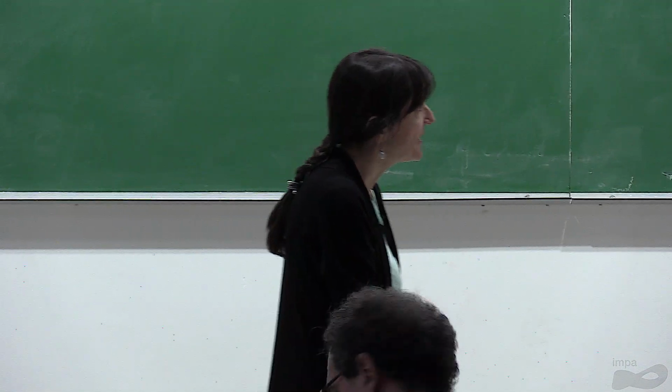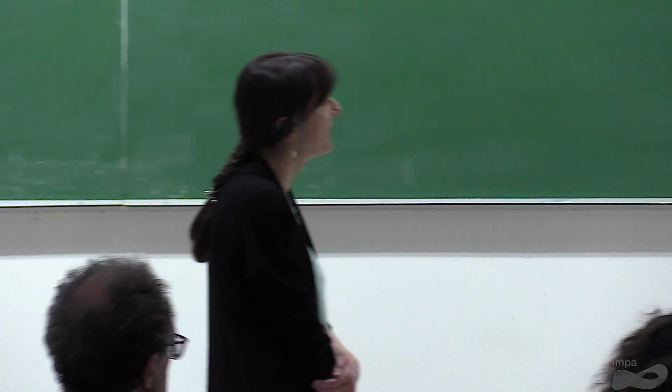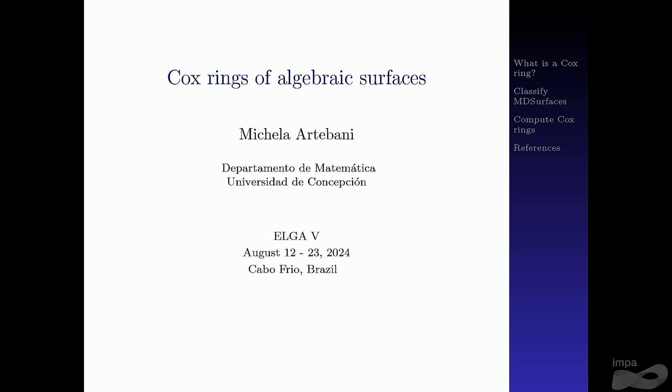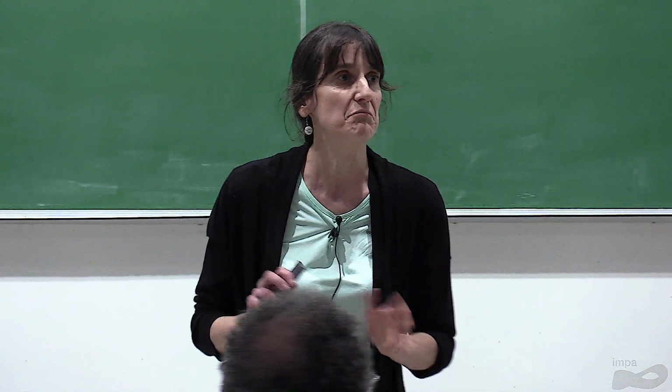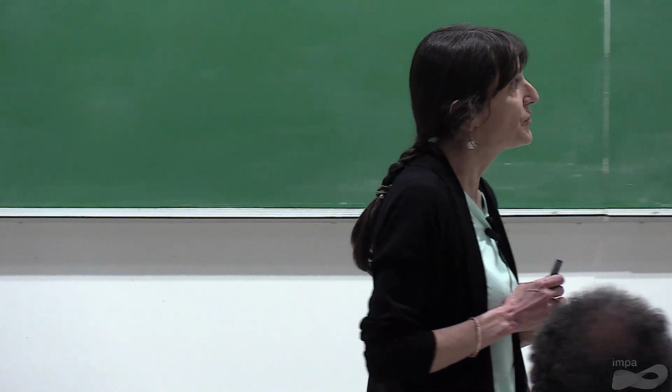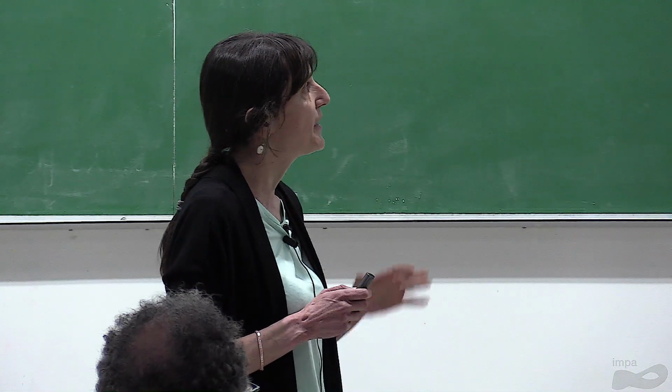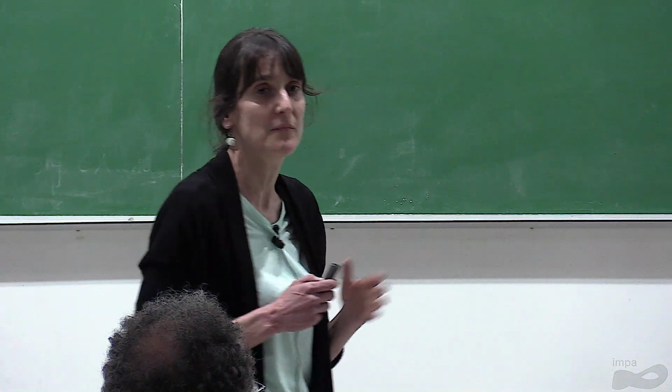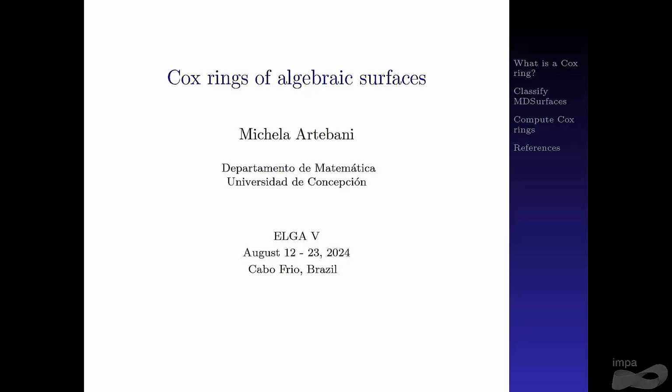So the goal of my talk is to give a panorama on Cox rings, and I decided to stick to the class of algebraic surfaces. Actually, I will mainly talk about smooth projective surfaces over the complex numbers. The subject of Cox rings has grown a lot in the last 20 years or so. So I'm not really able to give a general picture, but I think already in the case of surfaces, there are some interesting problems. So I will reduce to that case.